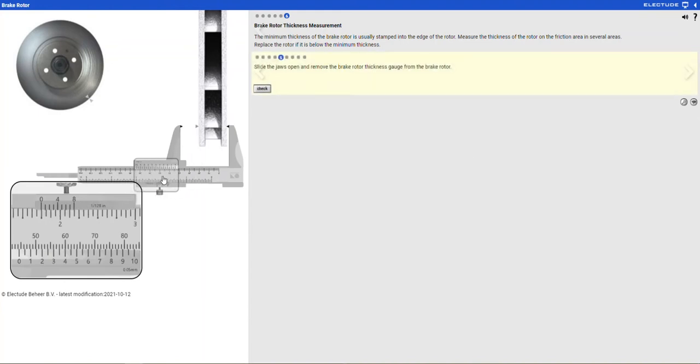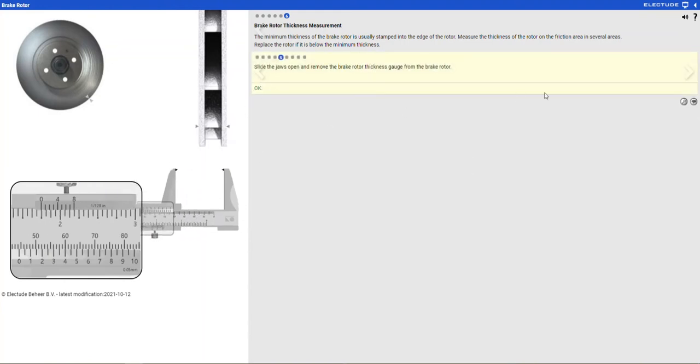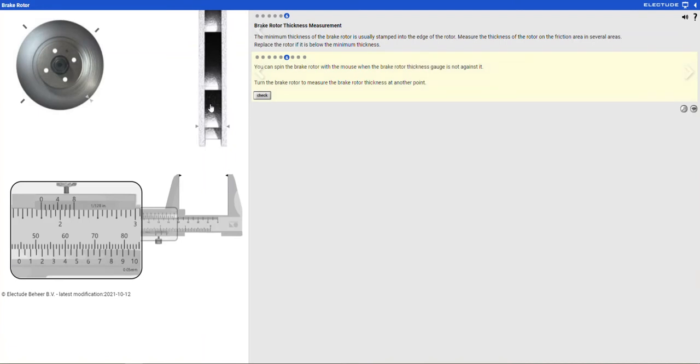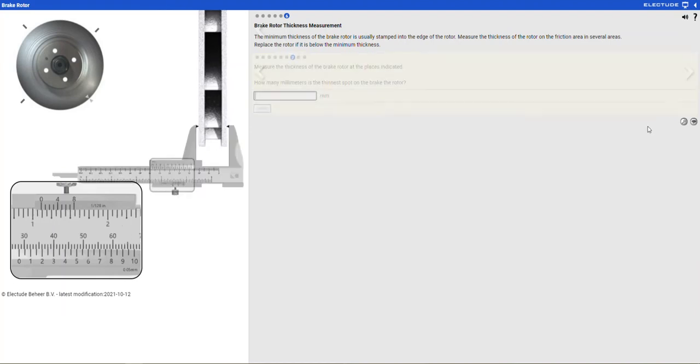Next, we need to slide our jaws open, remove them from the rotor, and we notice on question 6 that we can spin the brake rotor to measure the thickness in different points. On question 7, we're asked to measure the thickness of the brake rotor at all 4 of these places and answer what the thinnest spot on this brake rotor is.